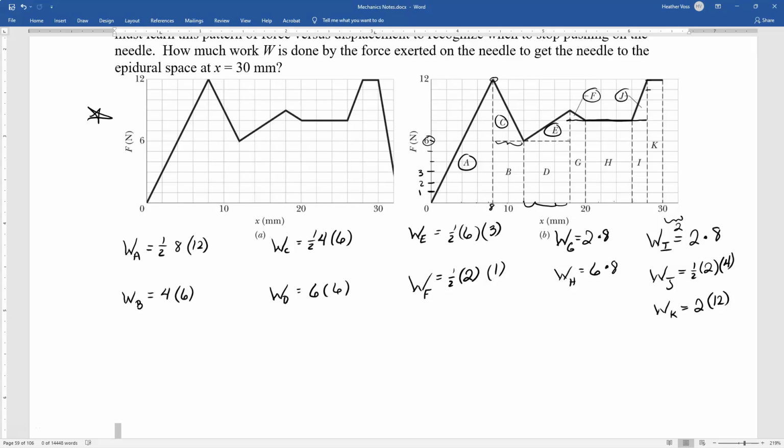So what do we do with all of these regions? We add them together and get the total work done. So our total work here is going to be 1/2 of this. So I'm going to have 4 times 12. That's going to be 48. I'm going to have 24. I'm going to have 12 from C. I'm going to have 36 from D.